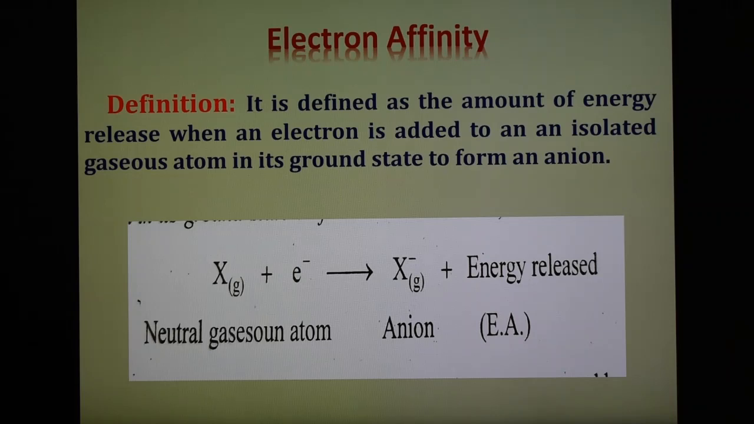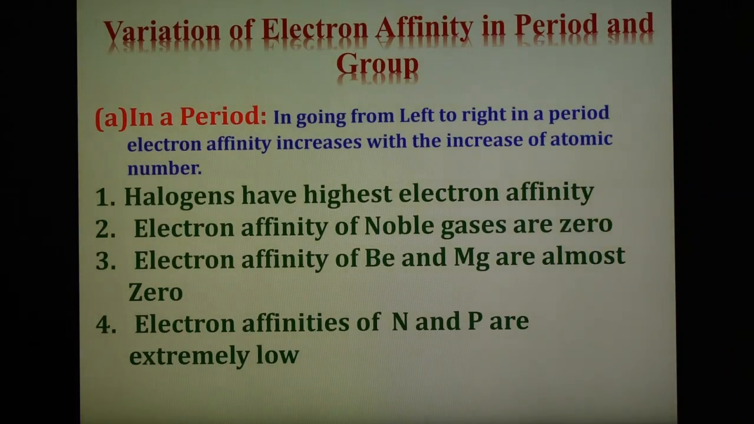And here we have to see what is the variation of electron affinity in the period and in the group. Variation means the periodicity, whether it increases or decreases in the period and in the group. So first is A, in a period. In going from left to right in the period, electron affinity increases with the increase of atomic number.